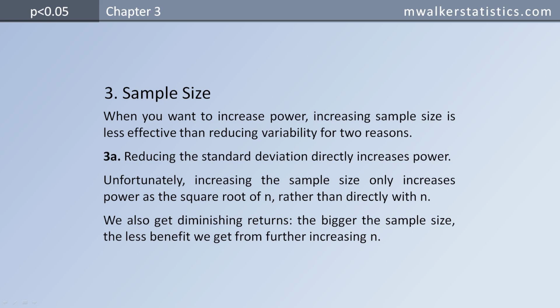3. Sample size. When you want to increase power, increasing sample size is less effective than reducing variability for two reasons. First, reducing the standard deviation directly increases power. Unfortunately, increasing the sample size only increases power as the square root of n, rather than directly with n. We also get diminishing returns. The bigger the sample size, the less benefit we get from further increasing n.